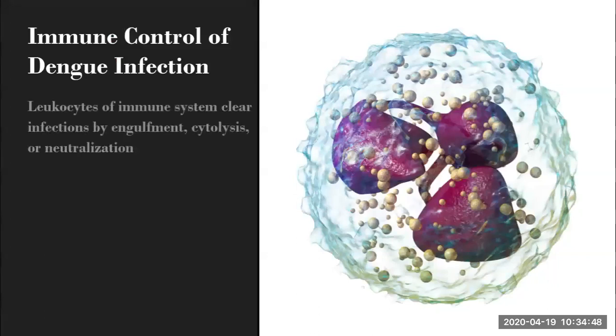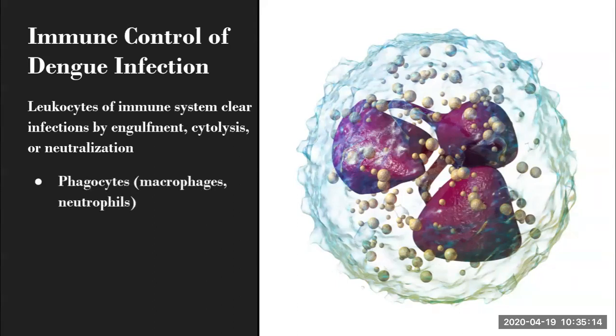So how does the immune system deal with dengue? This won't be an in-depth immunology, but there is some immunology that's needed to be reviewed so that some of this makes sense. So leukocytes are cells of the immune system which will clear any foreign material or pathogens in a few different ways. Typically, we think of engulfment, cytolysis, so killing of cells, or neutralization as the three main strategies. The cells that can do this then are phagocytes, which are macrophages and neutrophils.